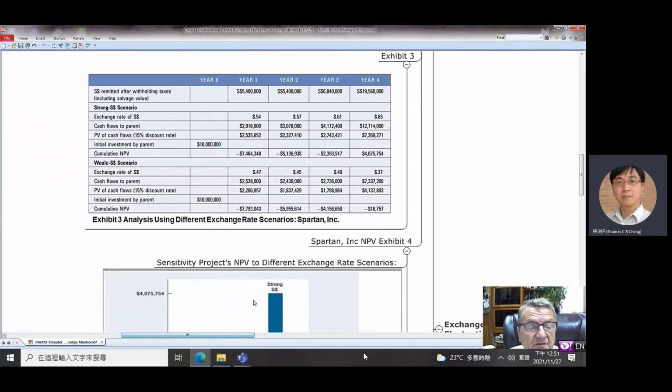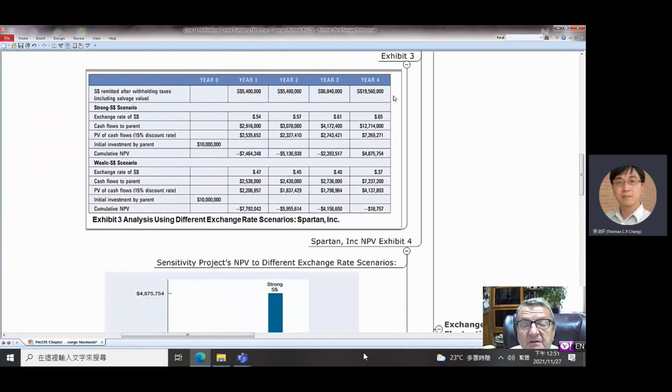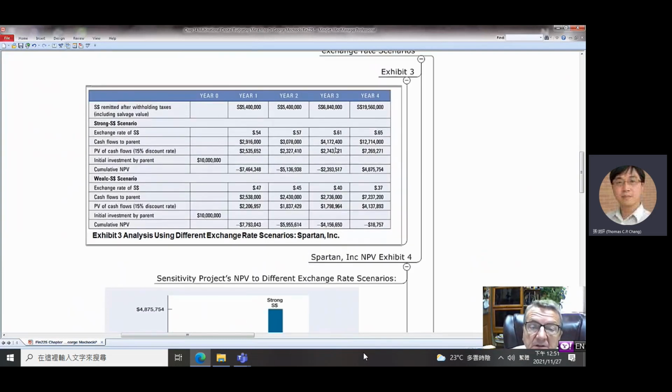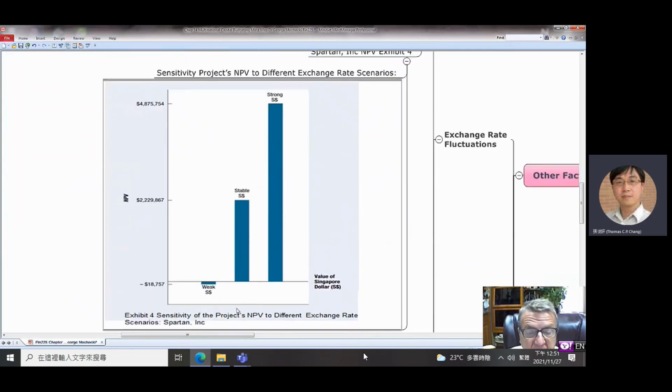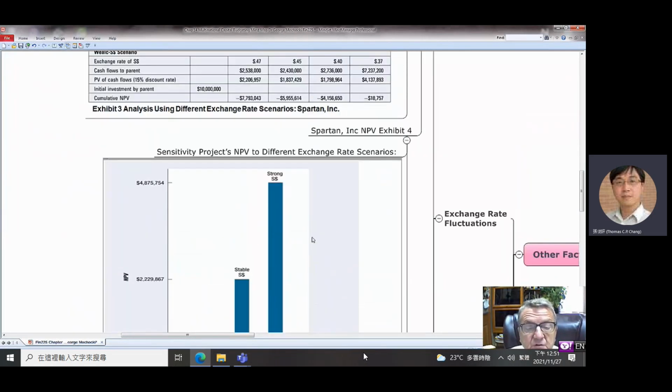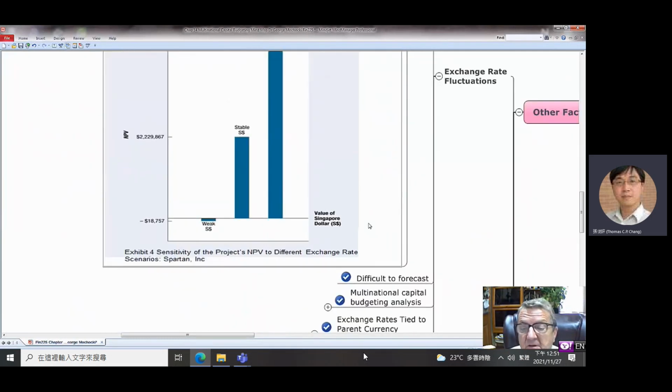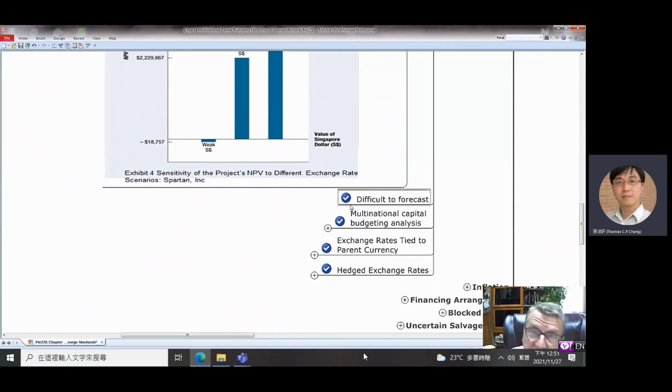So as the exchange rate changes, the cumulative net present value, does it have something on here that looks over the year? Strong Singapore dollar, present value of cash flow. So it's given me everything else, and I was happy with the exchange rate. We're going to do it by remittance. And this one here is strong, so it's telling you the value of the Singapore dollar, the sensitivity of the project's net present value to the different exchange rates. Okay, it gives me some information. Now, it's difficult to forecast. Remember exchange rates, we've talked about that.